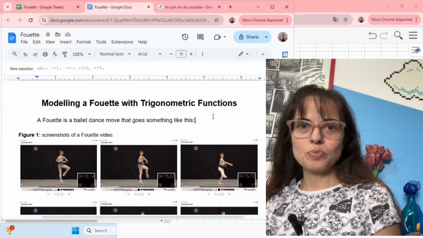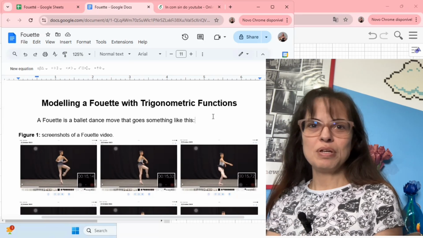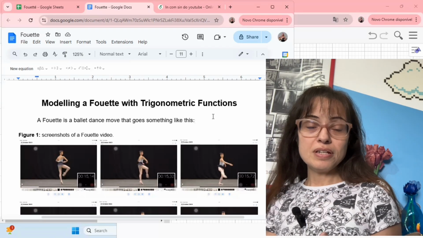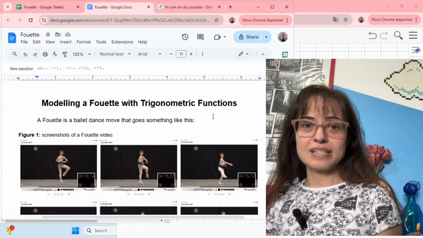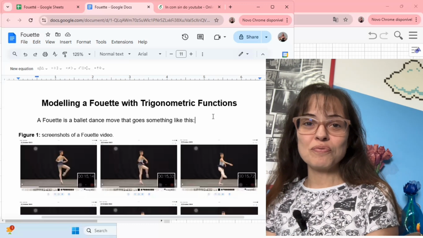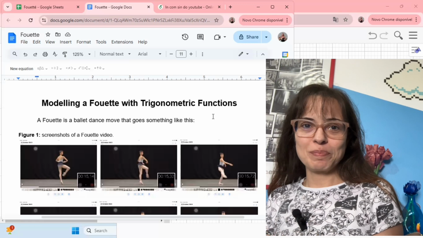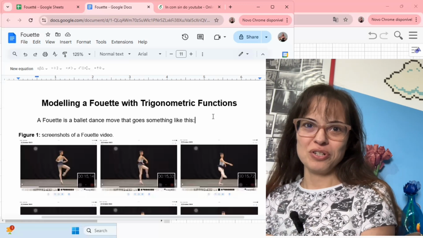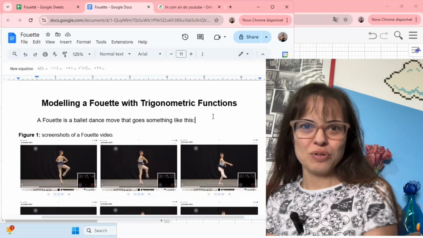So let's see what we've got here so far. I am naming my IA modeling a fouette with trigonometric functions. And immediately we have a problem, right? Because I didn't know what a fouette was before this. And when I was just explaining it to you just now, I showed you a video, but we don't have that option in the IA. We can't show a video to the reader.